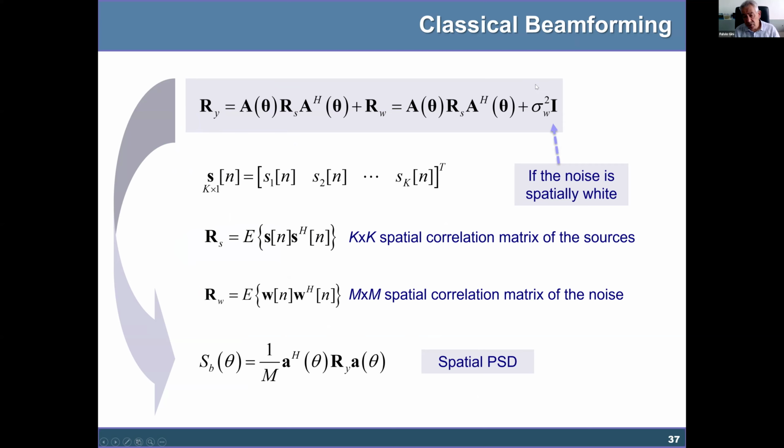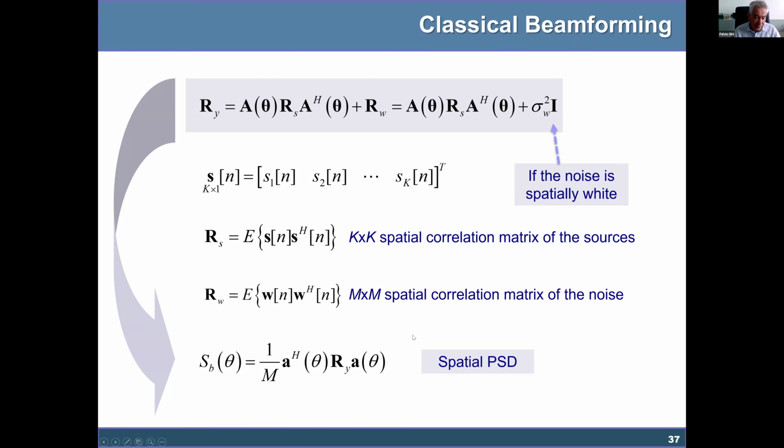Now, again, let's assume that the noise is spatially white. So the spatial covariance matrix is the power of the noise multiplied by the identity matrix. RS is the spatial correlation matrix of the sources. So it tells you how much the signals generated by different sources or reflected back by different targets are correlated. So it's a K by K square matrix.